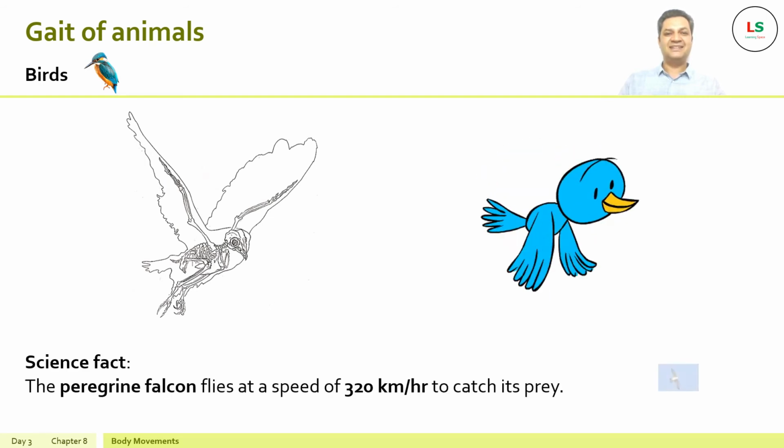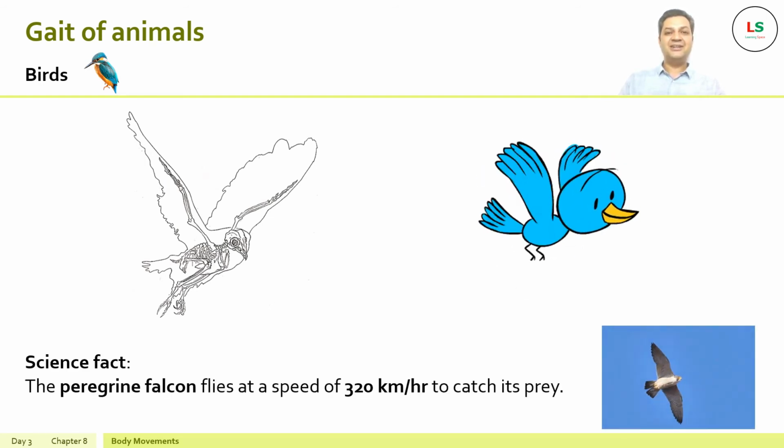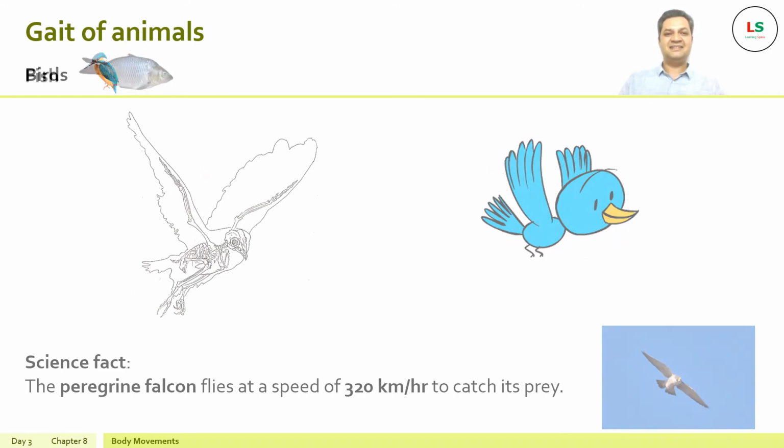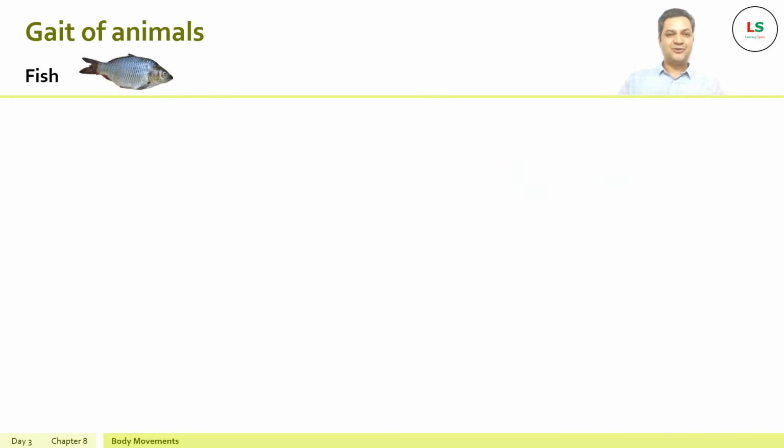Now a science fact. The peregrine falcon flies at a tremendous speed of 320 km per hour to catch its prey. Before learning about the movement of fishes, let's see paperboards.